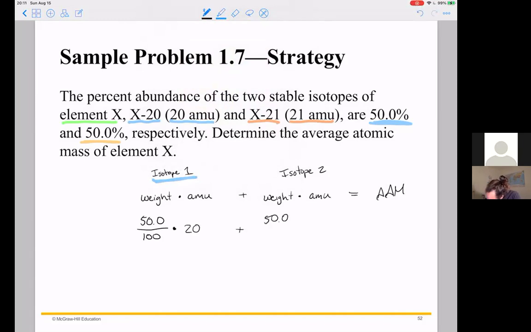plus 50 divided by 100 times the mass of isotope 2, which is this other one, where we said the atomic mass was exactly 21. So you guys can punch this into your calculator, and what you should find is you get an average atomic mass of 20.5, and then we always have to make sure we include our units of AMU.